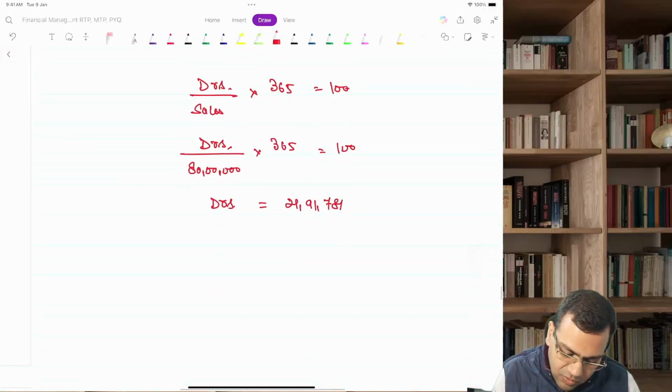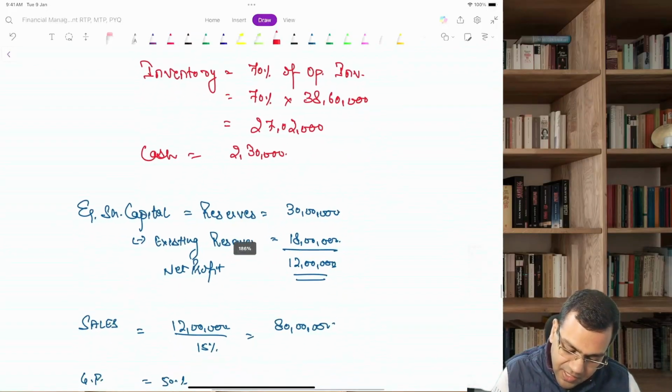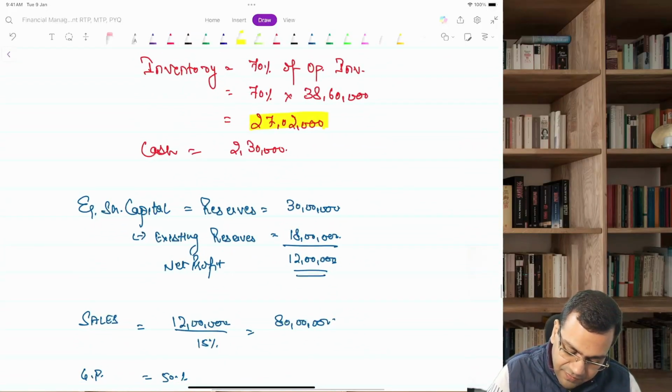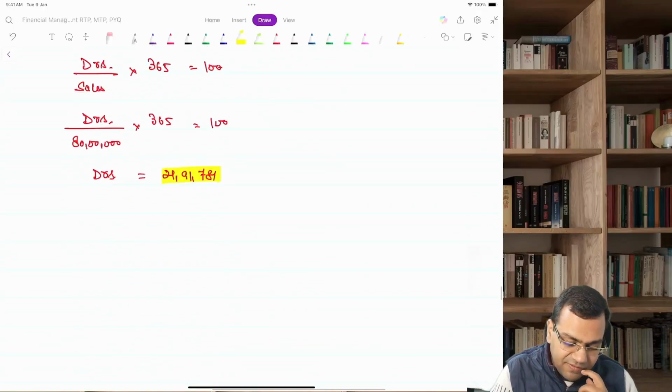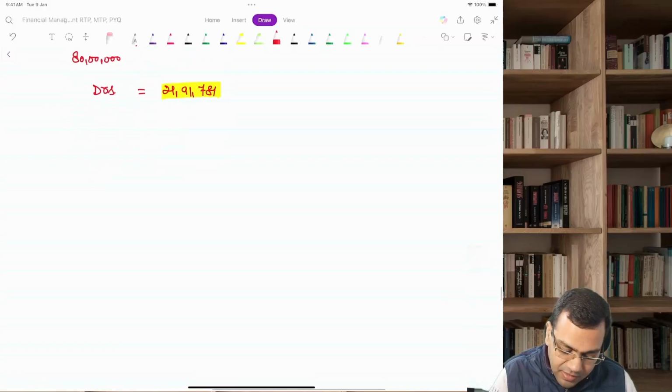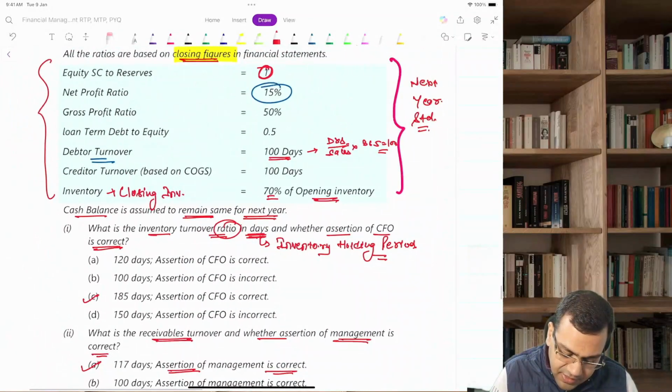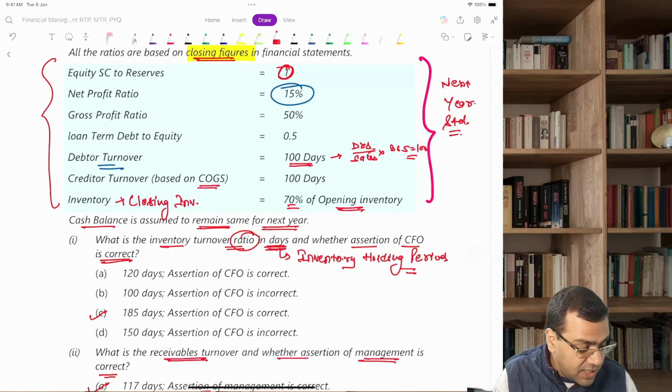Okay, so we have calculated the value of what? We have calculated the value of inventory here. We have calculated the value of cash here. We have calculated the value of debtors here. So what is left is creditors. Next value is creditors. Now he says the creditors turnover ratio based on COGS.